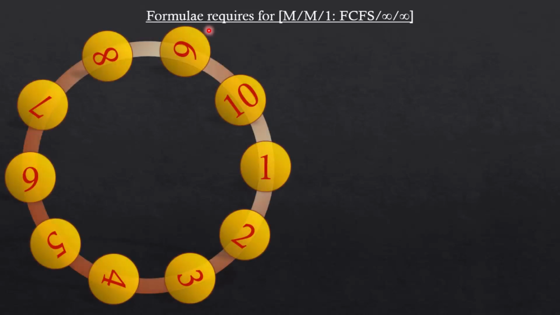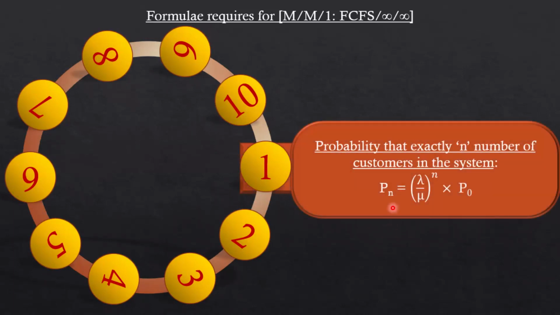Now after calculating the various parameters, let us find out the formulas we require to solve the M/M/1 infinity model. This is important. Please keep note that these are the 10 formulas we need to remember here. The first one is the probability that exactly n customers are in the system. The probability of exactly n customers in the system is given by lambda by mu to the power n multiplied by P0.